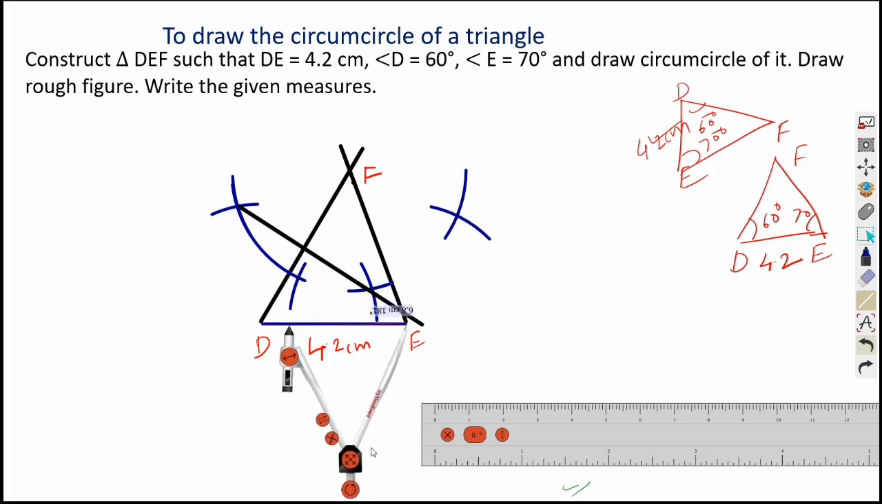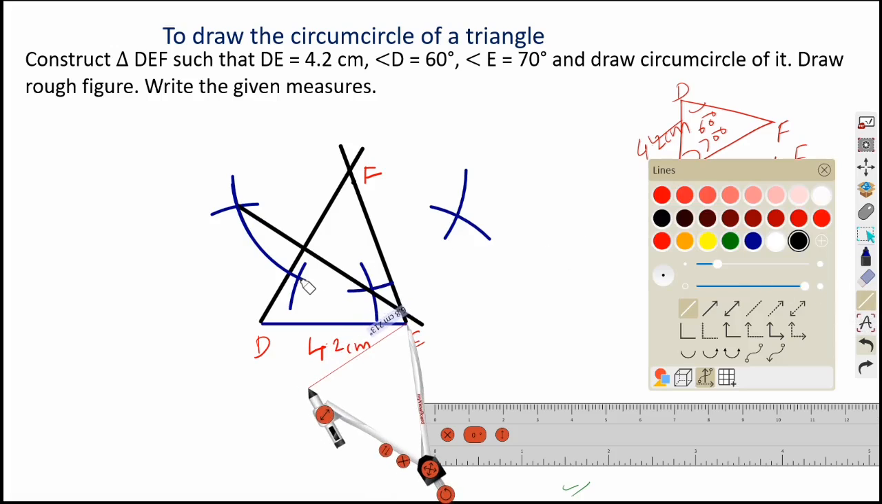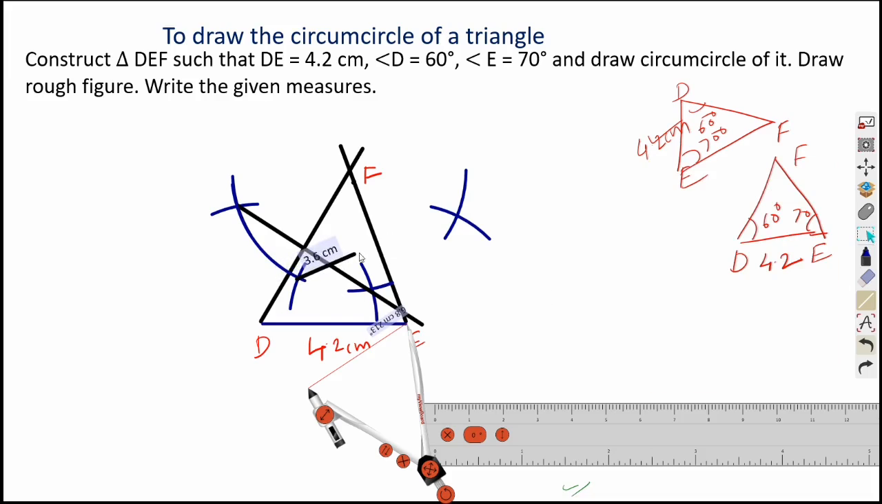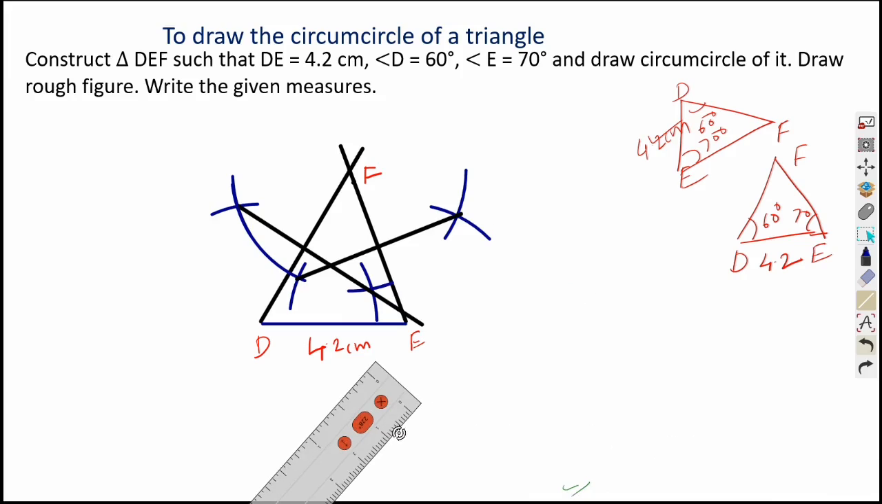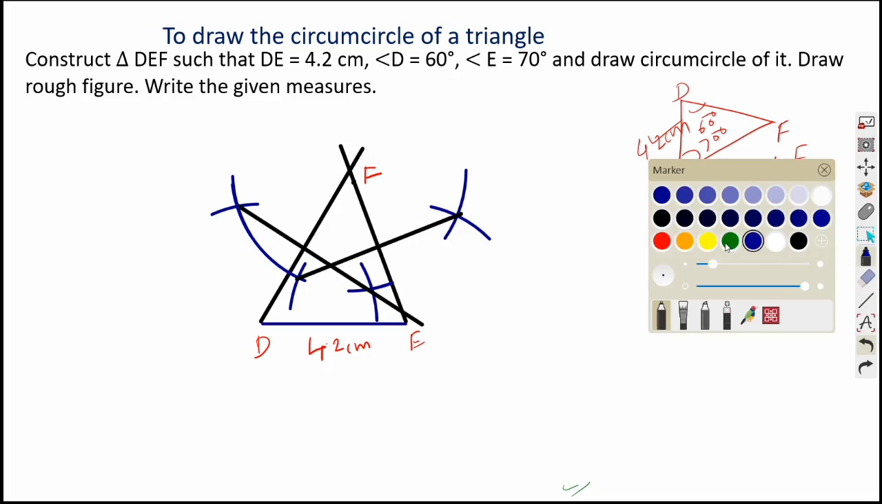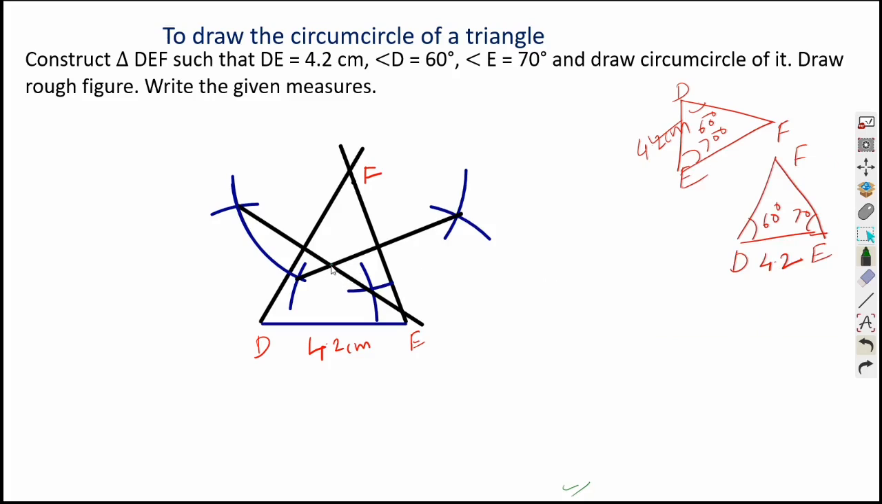Now I need to connect these two points of intersection. Correct? So I got a point over here, which is the intersection of two perpendicular bisectors. Which is that point? That point is this.